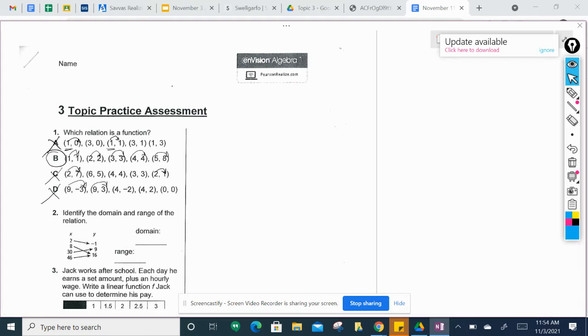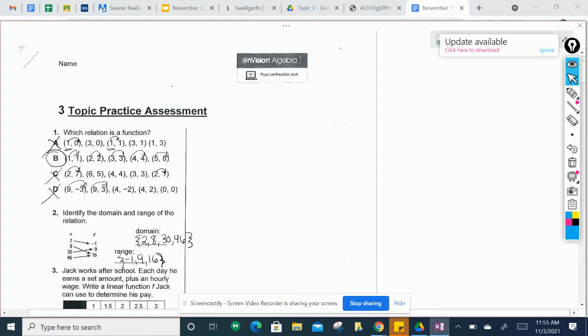Number 2 says identify the domain and the range. Guys, domain deals with x's, and so I'm just listing the x values that I see. So 2, 8, 30, and 46. And range deals with the y's, so -1, 9, and 16.